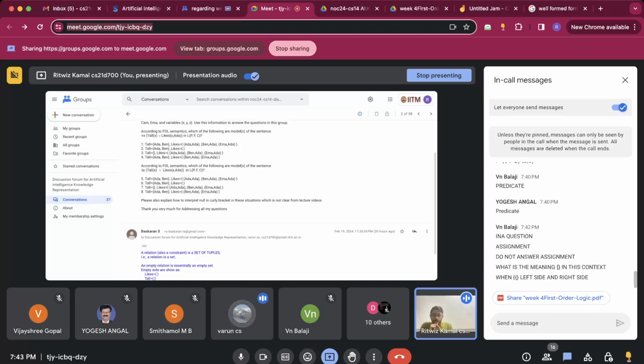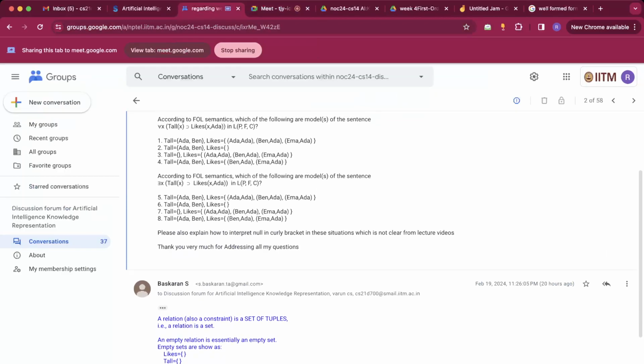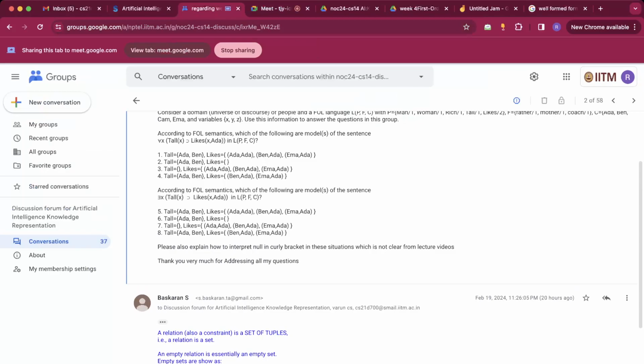Try to understand the simple null area. I'll take an example that you have mentioned in the discussion forum and explain it. Here you have tall equals Ada, Ben, and likes equals empty. And here you have a rule that is given to you: for all x, tall(x) implies likes(x, Ada).